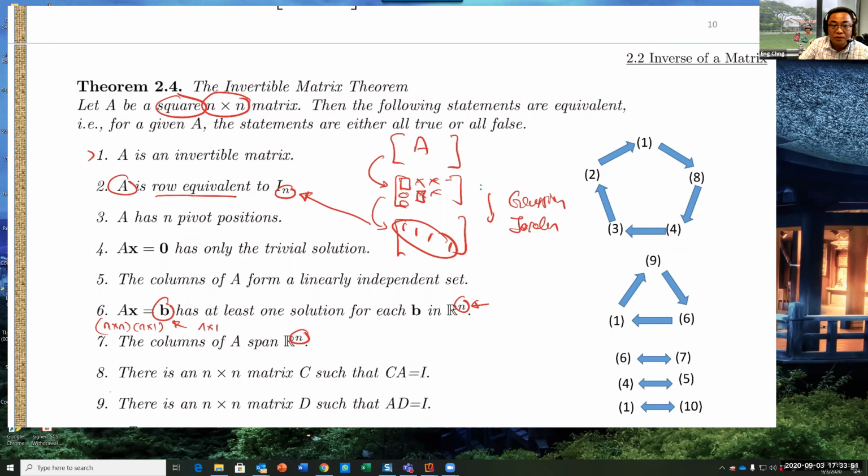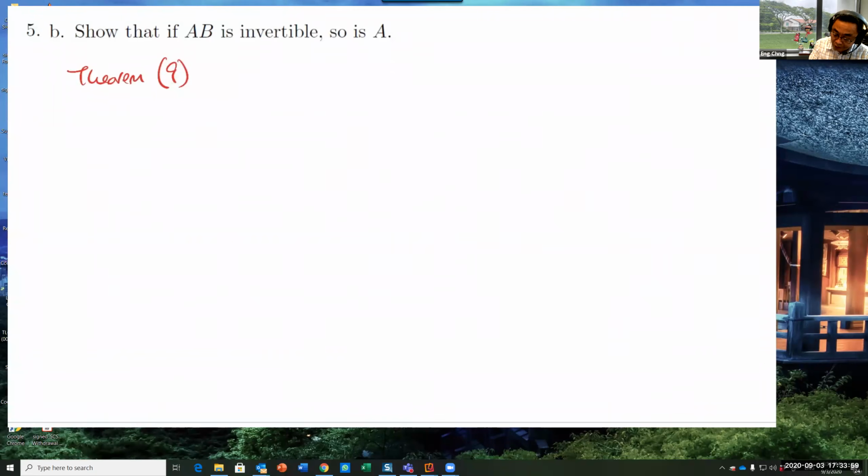Okay, so A is row equivalent. Let's come back to our tutorial. So we use theorem 9. All we are interested in is finding D such that AD equals I.